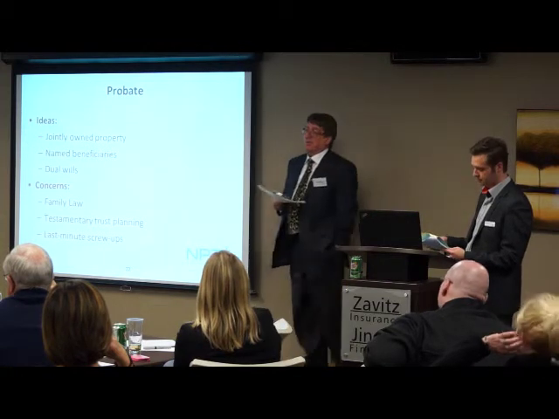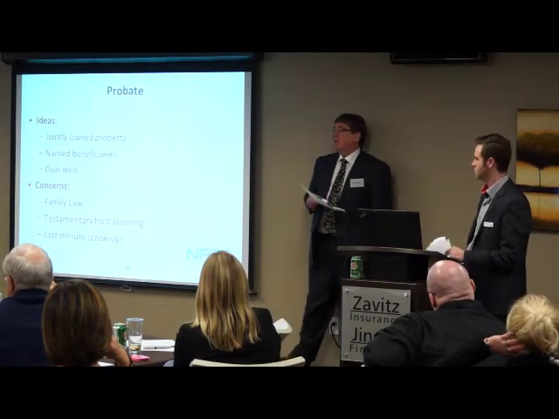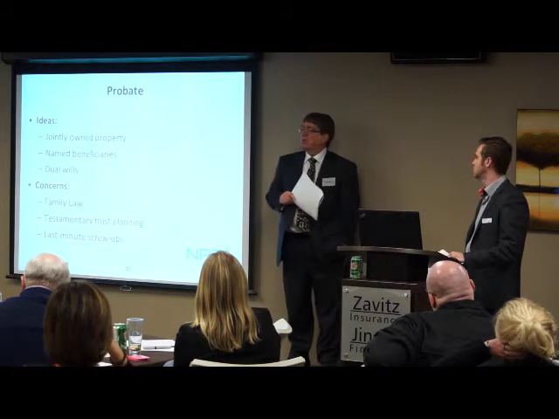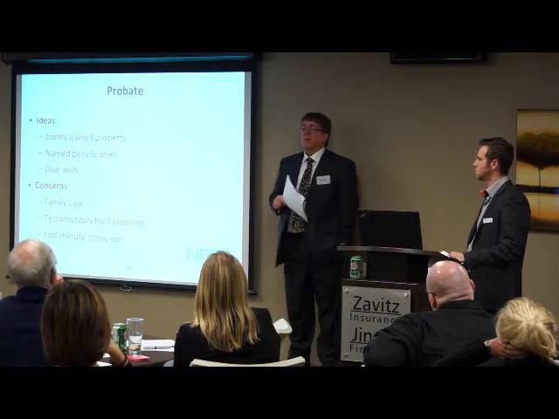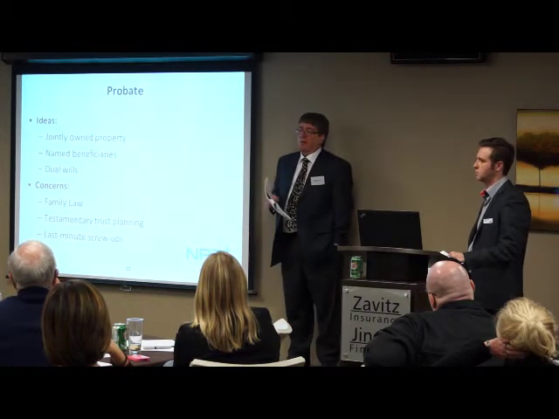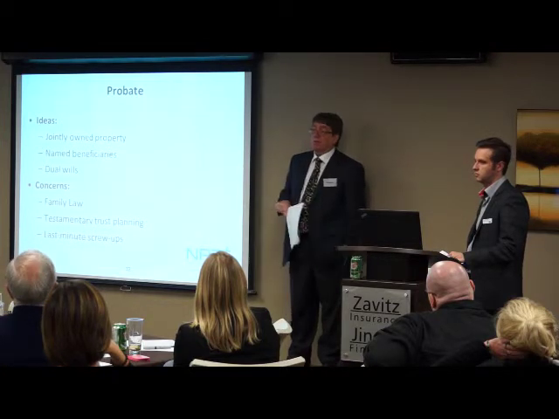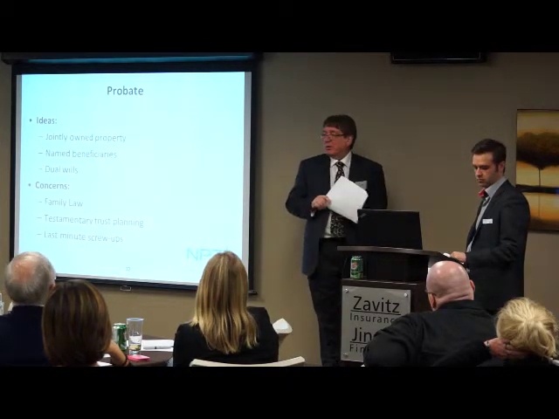Dual wills, this is probably the easiest thing. Will number 1 says, my corporation goes to my spouse or whatever. Will number 2 deals with everything else. Will number 2 has to be probated. Will number 1 doesn't.